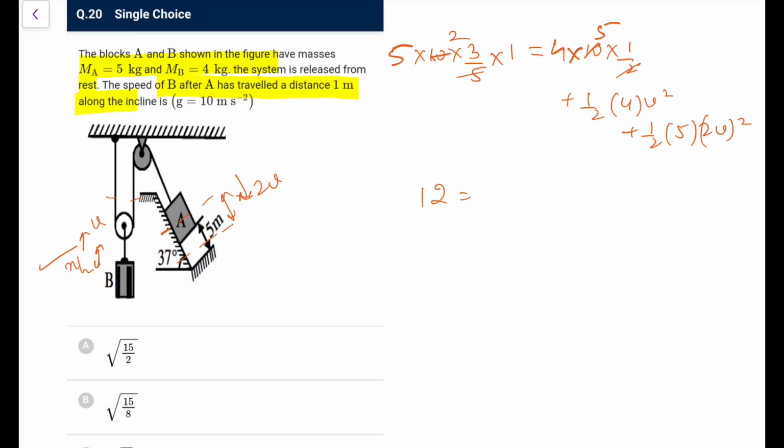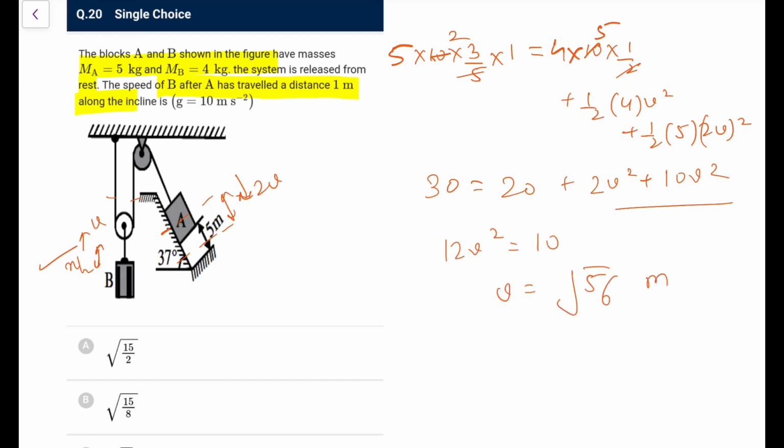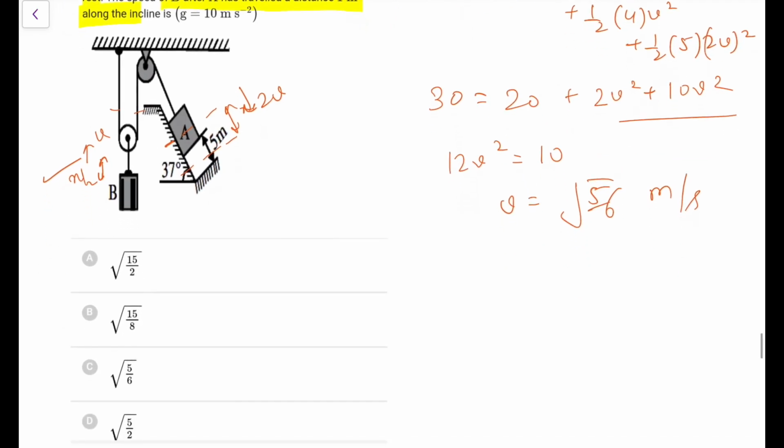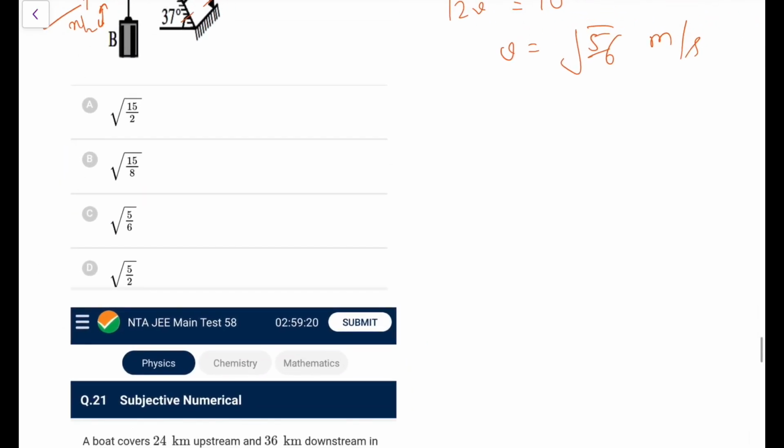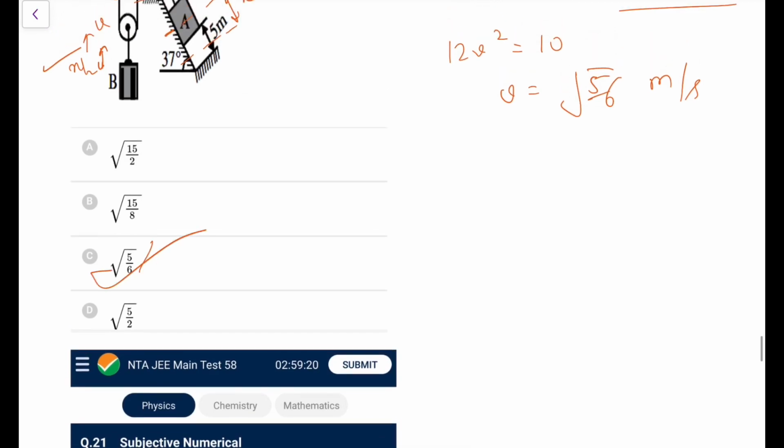Okay, so let me redo this. So it is 4 into 6, which is 24, and 5 into 6 is 30, so 30 minus 20 equals 10, plus what I have here, 2v square, plus what I have here, 10v square. So it comes out as 12v square equals 10. So v comes out as root of 5 by 6 meter per second as per me. So let me check: root 5 by 6. Yes, this is option C. So this is C. Okay, let me see the next one.